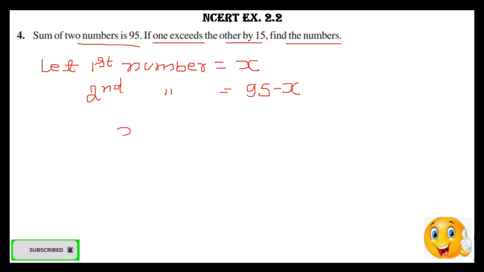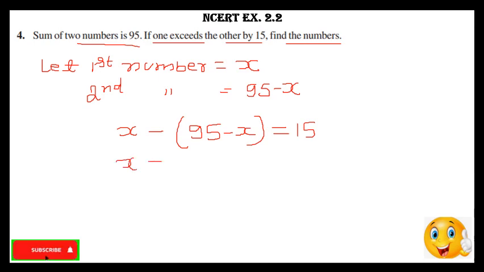So if you subtract 95 minus x from x, it is equal to 15. So 95 minus x got subtracted from x, and it is equal to 15. Now this bracket we have to open on the left side, and minus makes 95 negative, and minus x becomes positive when you open the bracket, and this is equal to 15 here.